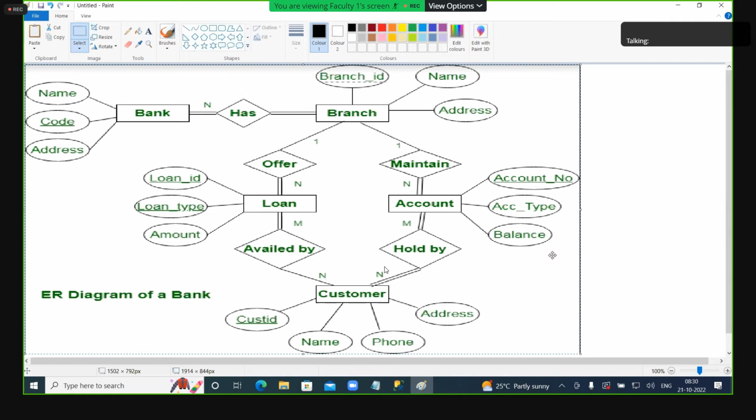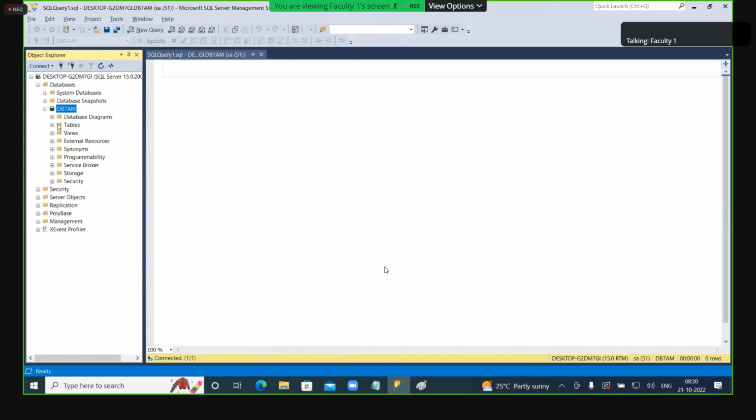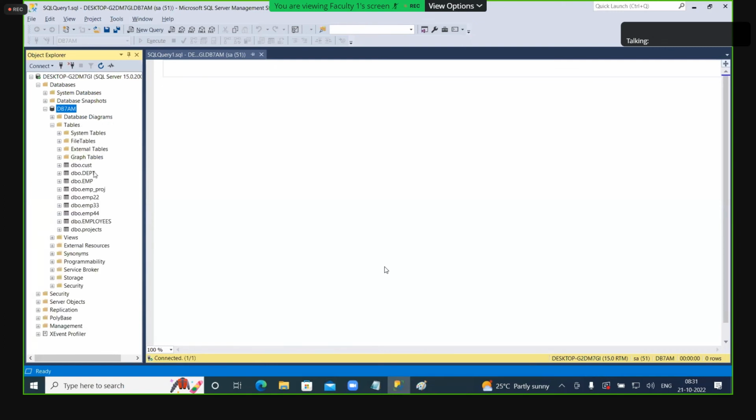Suppose you joined one project that is already developed. You want to do some maintenance, but you want to understand the project, you want to understand the database. So you go to the database and expand it. Expand these tables. If you expand the tables, a list of tables is there. But how do you know which tables are having a relationship with what? You won't be knowing it.